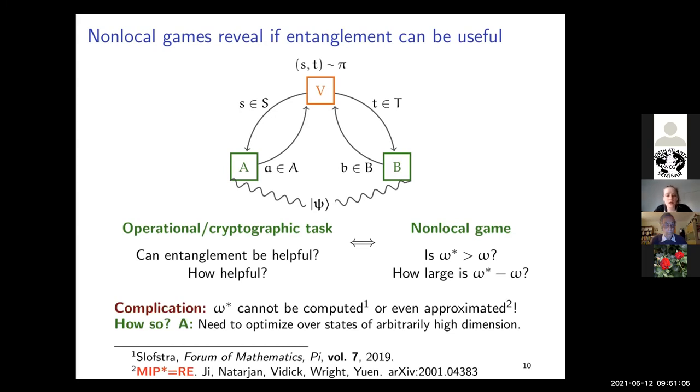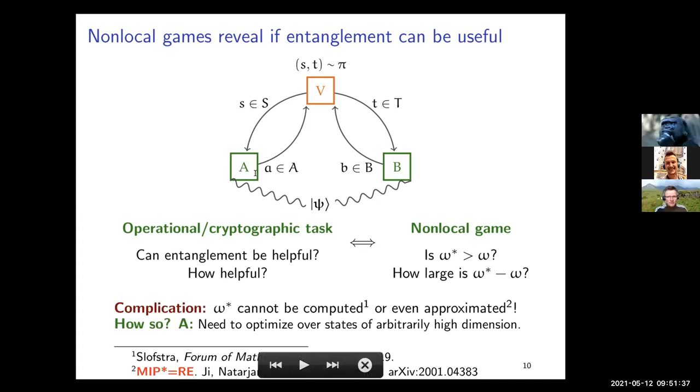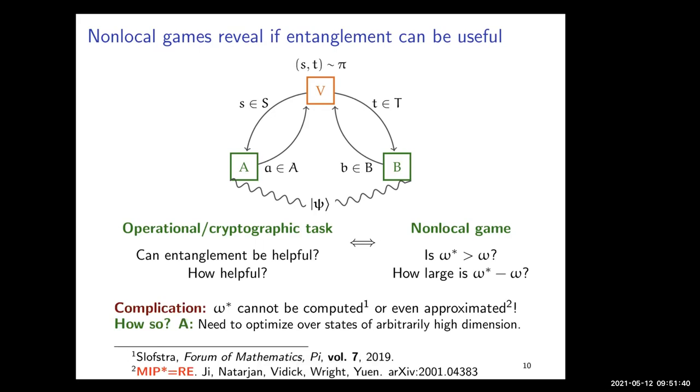So how does this happen? How can it be that for such a small three-question, two-answer game we cannot figure it out? Whenever you have undecidability results, there needs to be something that goes to infinity. Otherwise, you could just exhaustively check all the possibilities and see which one is the best. The thing that goes to infinity here is the dimension of the shared entangled state. You don't know how big a shared state, in how high a dimension, Alice and Bob might need to share in order to reach optimal performance. So you can enumerate the classical strategies, but not the quantum ones.